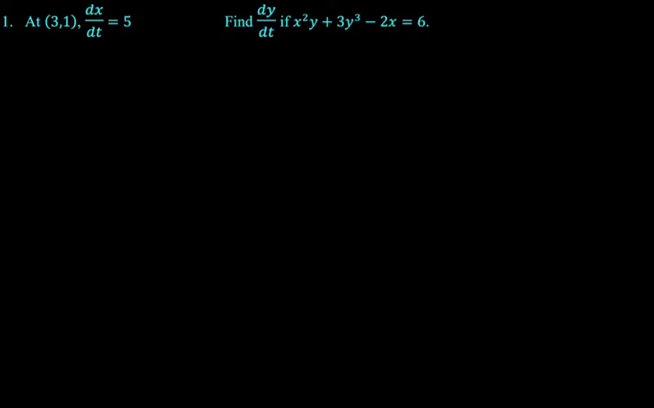All right, at the point (3,1), dx/dt is equal to 5. We want to find dy/dt if x squared y plus 3y cubed minus 2x equals 6. This is an implicit differentiation problem, but the independent variable is actually t. Often it will be x, but here t is. So I need to take the derivative of both sides with respect to t.